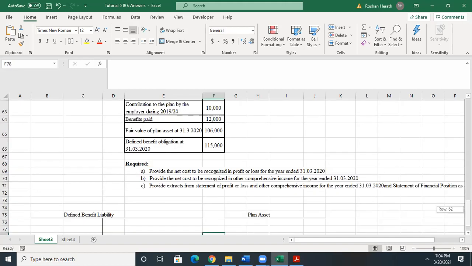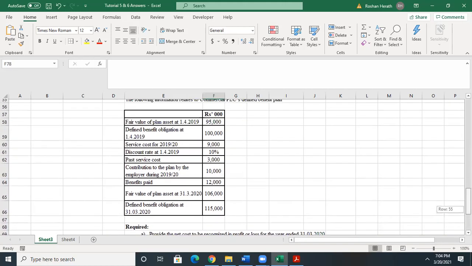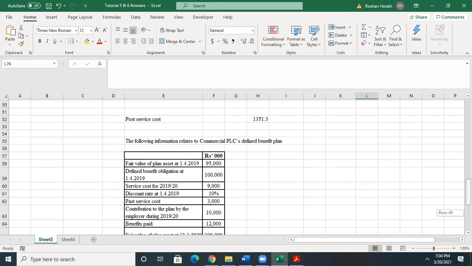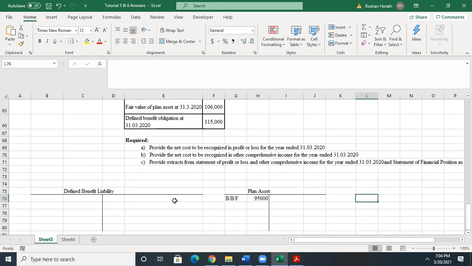So let us take the information. First, it says that the fair value of the plan asset at the beginning of the period, the balance brought forward, is 95,000. Then you have the defined benefit obligation at the beginning of the period, which is 100,000. So this is the balance brought forward.